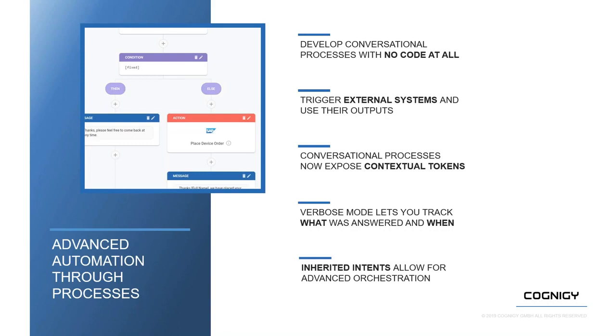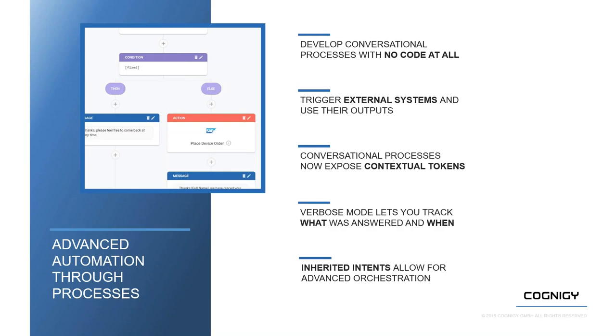Last but not least, a bot built in Cognigy, of course, doesn't just consist of one process. Usually we're using intents to orchestrate many different processes. So you could have a bot that has 100 capabilities, and each capability is a process. But how do we find these capabilities? Well, we find them through intent mapping.